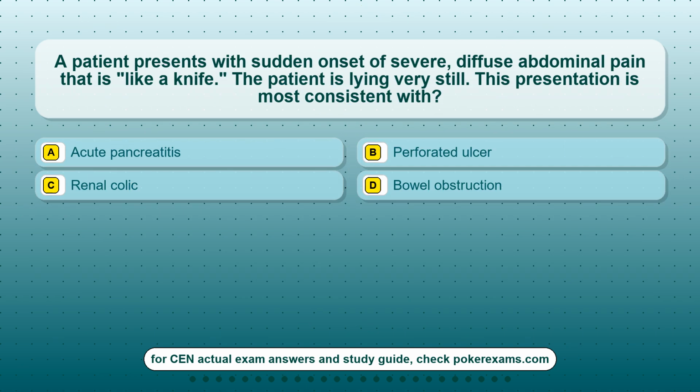Question 21. A patient presents with sudden onset of severe, diffuse abdominal pain that is like a knife. The patient is lying very still. This presentation is most consistent with: Option A, acute pancreatitis. Option B, perforated ulcer. Option C, renal colic. Option D, bowel obstruction.